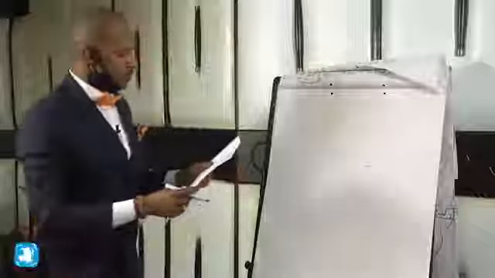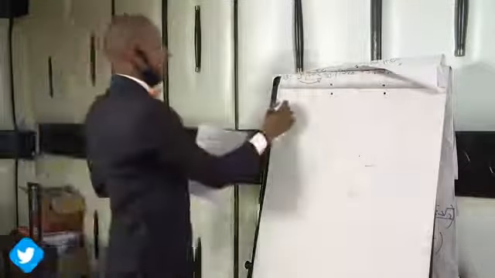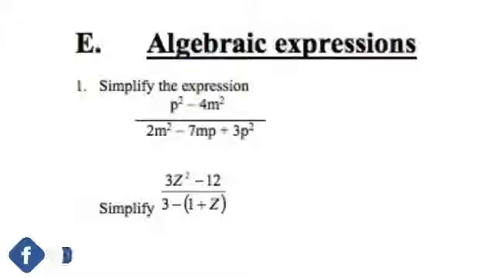We go to algebraic expressions. Question number 9: p squared minus 4m squared divided by 2m squared minus 7mp plus 3p squared. When we are solving this algebraic expression, you look at the numerator and then you look at the denominator.